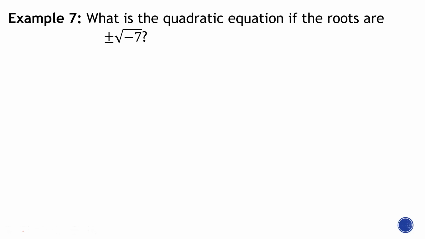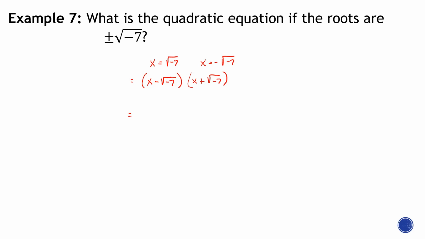Okay, so here we have positive negative square root of negative 7. Let's see. So we have x equals positive square root of negative 7. Then we have x equals negative square root of negative 7. Okay. Again, we will convert this into binomial. So just switch the sign of that. This will be x minus square root of negative 7 times x plus square root of negative 7.